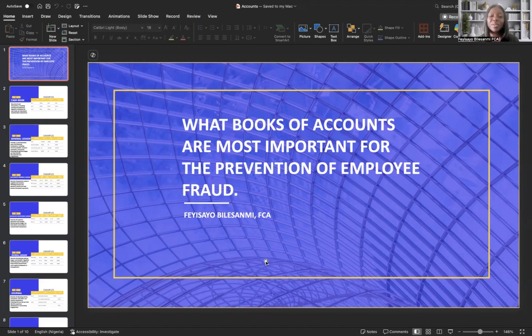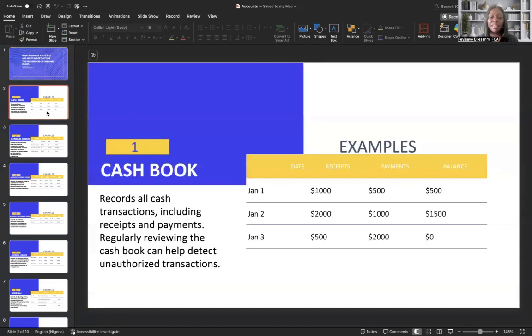I'm going to be showing you some basic things that will help you to know how to keep basic accounts. Okay, so today we're going to be looking at what books of accounts are most important for the prevention of employee fraud. Okay, so our very first book is the cash book. I'm sure a lot of us in business are familiar with the cash book.